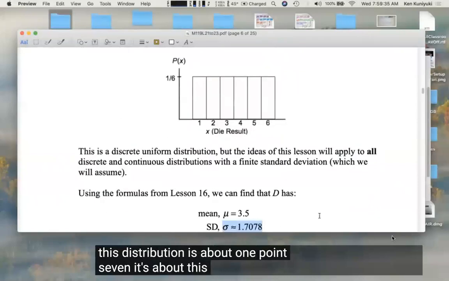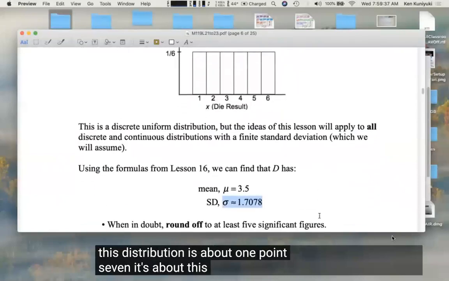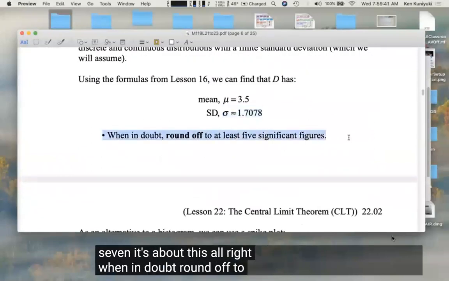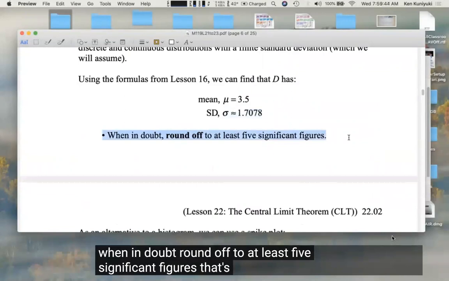It's about this. All right, I have a comment here. When in doubt, round off to at least 5 significant figures. That's to just play it safe.